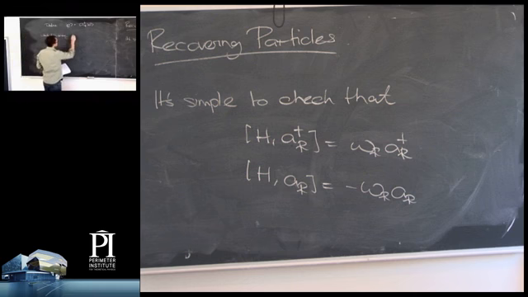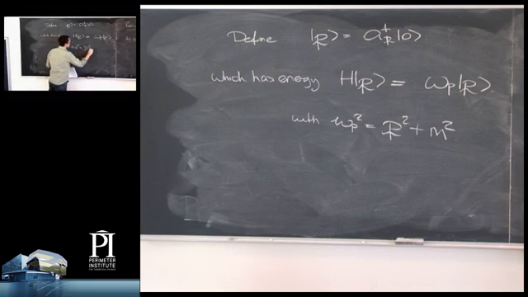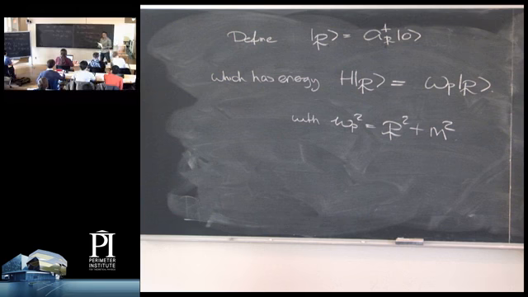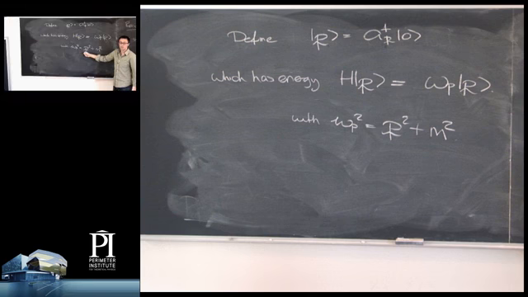What's the Hamiltonian for this? Or what's the energy of this state? The Hamiltonian acting on P is just omega P. We had a definition of omega P. It was equal to this. Okay, but this should be very familiar. This is the energy dispersion for a massive particle in Minkowski space, relativistic particle with mass m and momentum p.